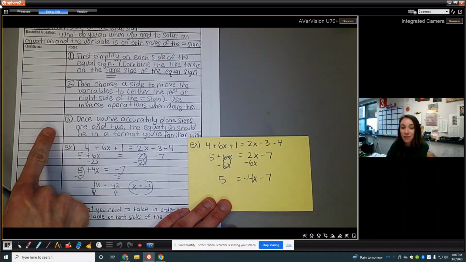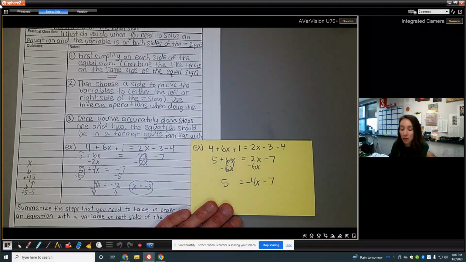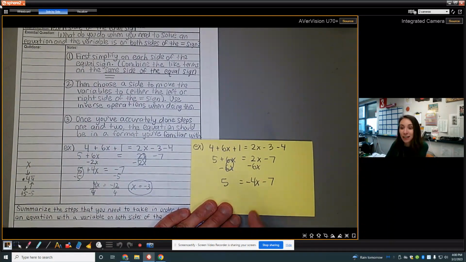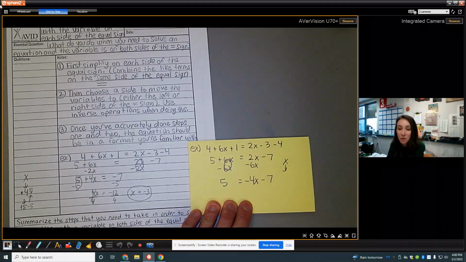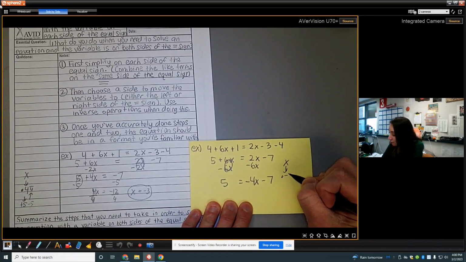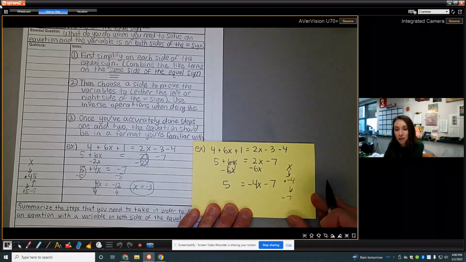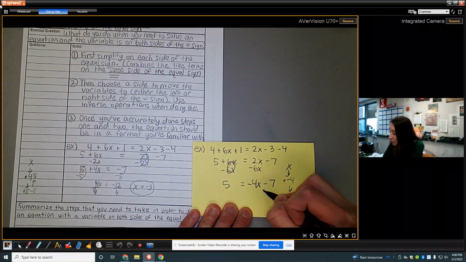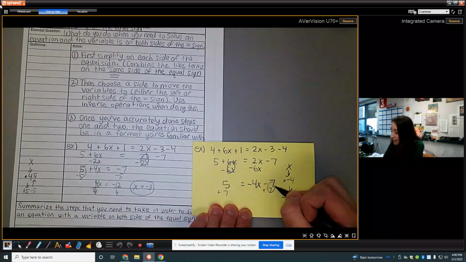Now, since we've accurately done steps 1 and 2, the equation should be in a format that we're familiar with. From here, I'm going to build it in order to help me solve it. So we start with the variable of x, then we multiplied it by negative 4. Then we subtracted 7. The inverse operation of subtracting 7 is adding 7. So do that to both sides of that equal sign. Negative 7 plus 7 is 0.